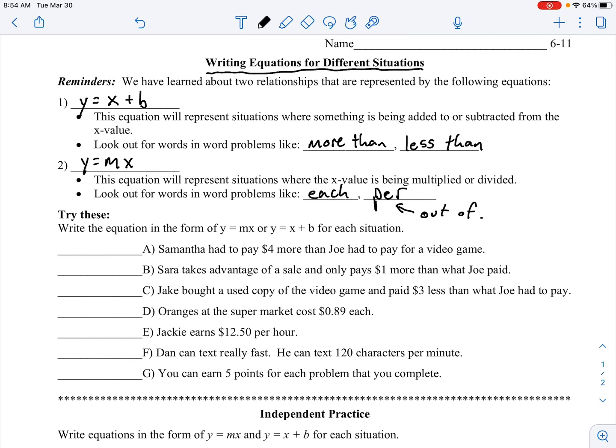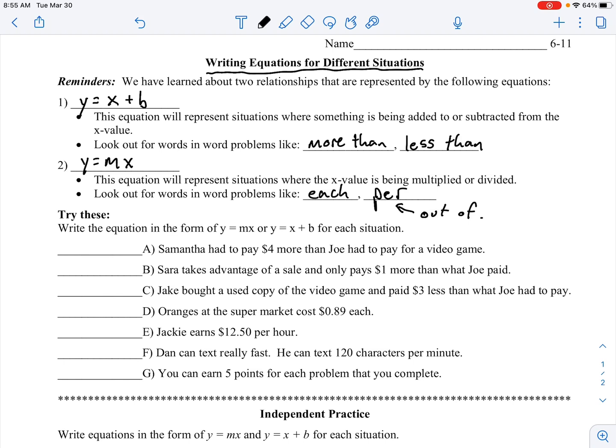So for each of these problems here, I want you to pause the video and give a try writing an equation based on the information that we're given here. And then you can play it, and I will be going through it in a second. So go ahead and hit pause and see if you can come up with an equation that represents Samantha having to pay $4 more than Joe has to pay for a video game.